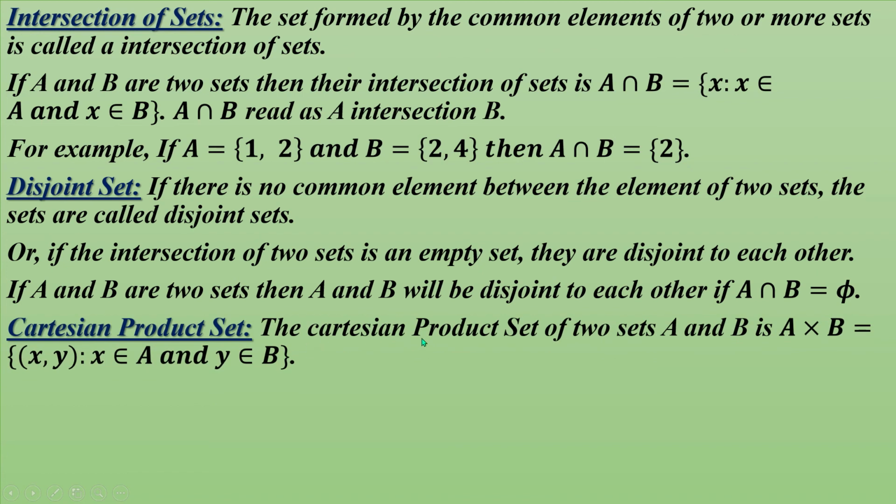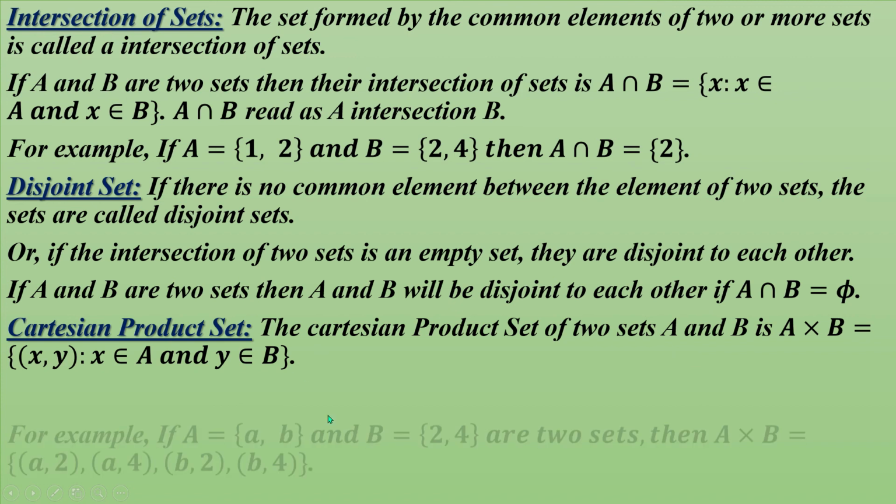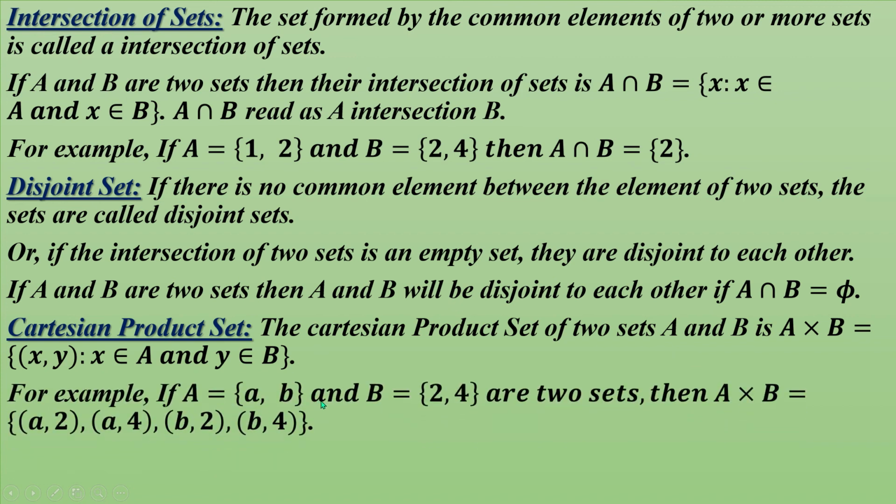Cartesian product. The Cartesian product set of two sets A and B is A Cartesian product B. This equal to x, y in ordered pair such that x belongs to A and y belongs to B. That means x is the element of the first set and y is the element of the second set. For example, if A equal to this and B equal to this are two sets, then A cross B this equal to A2 comma A4, B2 comma B4.